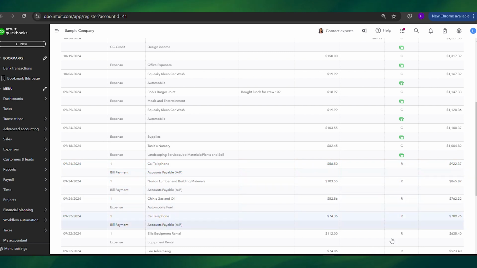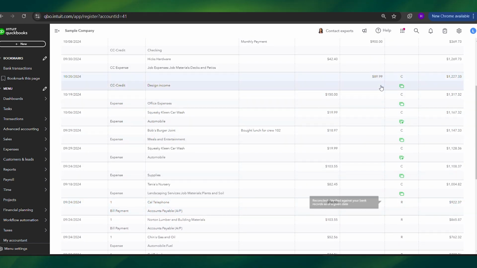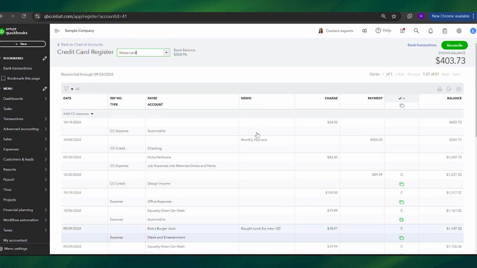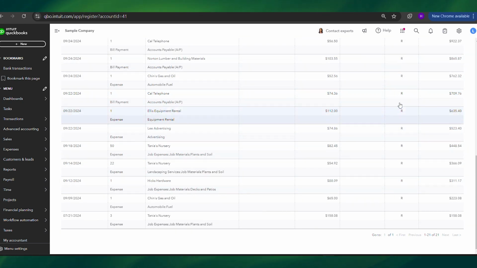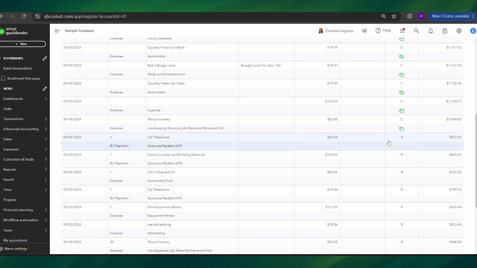So another way we can look for double counting entries is whenever we look at the transactions that have been reconciled and the ones that have actually cleared the bank account. So we can tell that this bank account has been reconciled through 9/24/2024. So in theory, all the transactions before 9/24 should have this little R beside them. That means they've been reconciled. And anything after that should have this C that says it's just been coded.